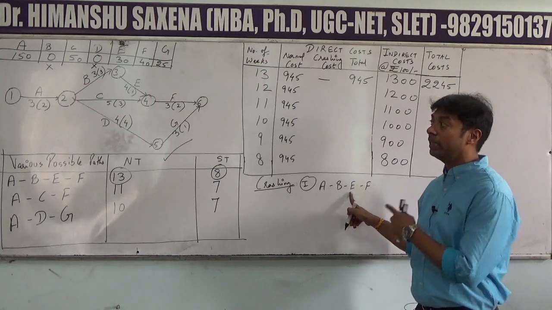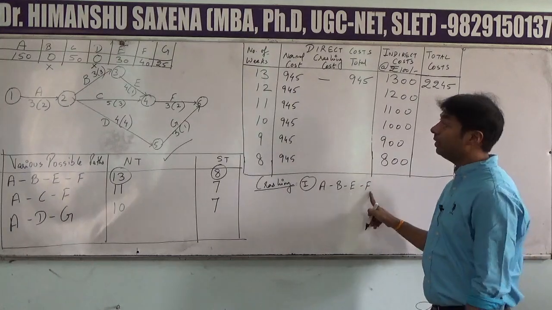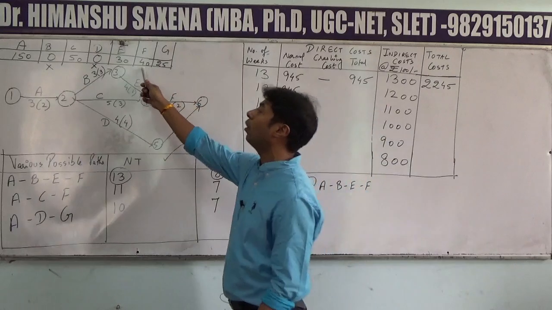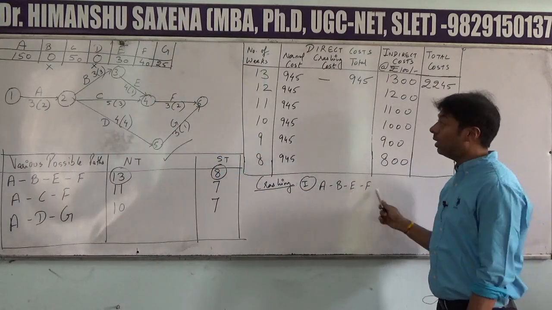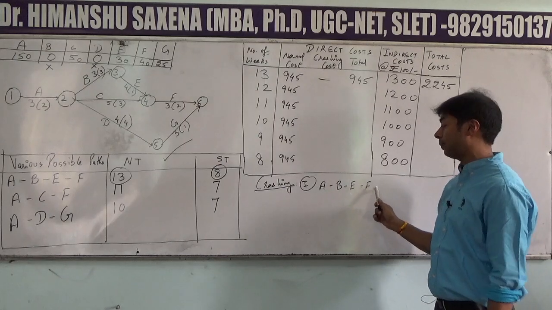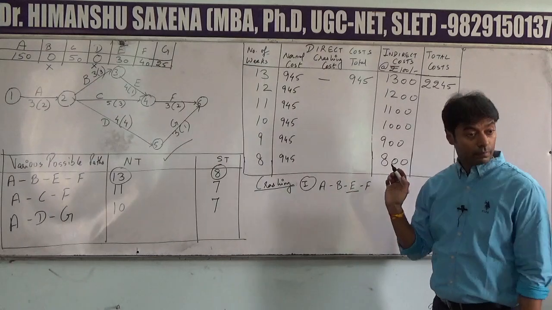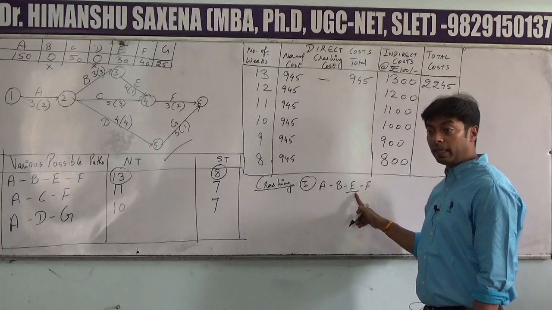The cost of reducing A is 150. The cost of reducing E is 30. And the cost of reducing F is 40 rupees. So out of all these activities, what is the lowest cost of reducing? That is activity E, right? So activity E will be selected.